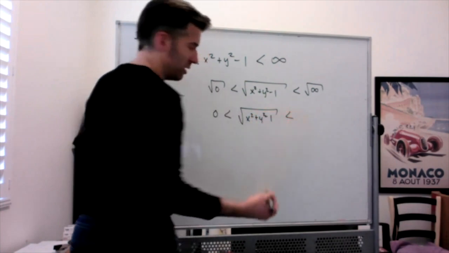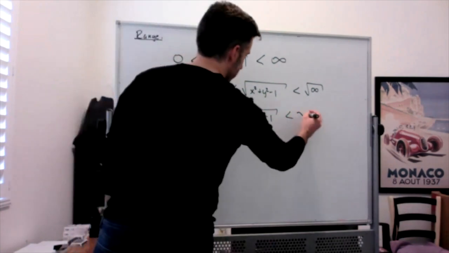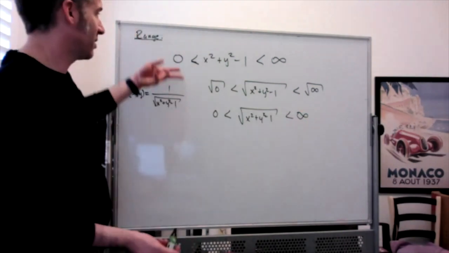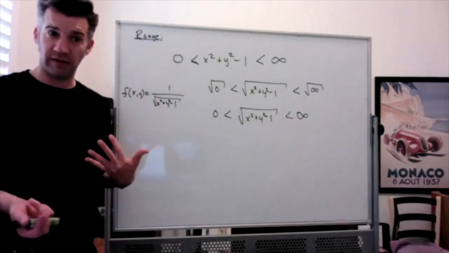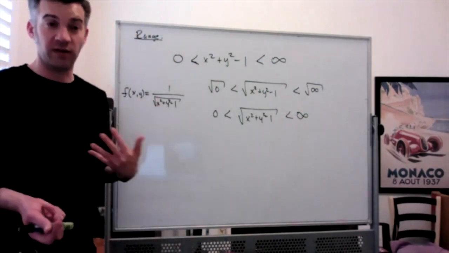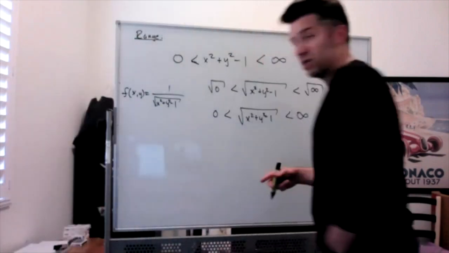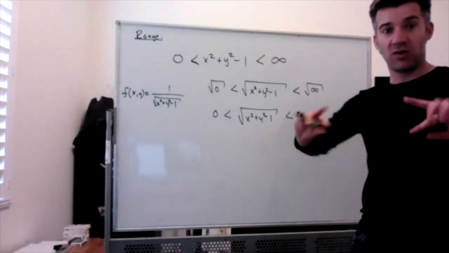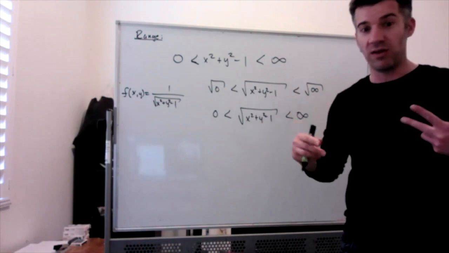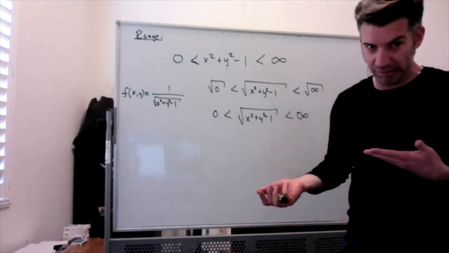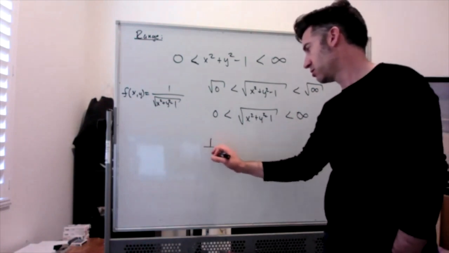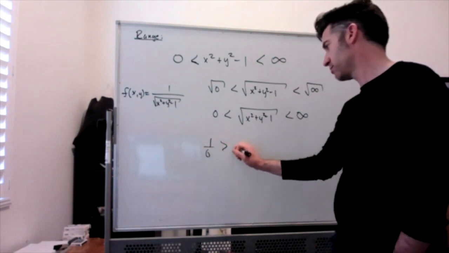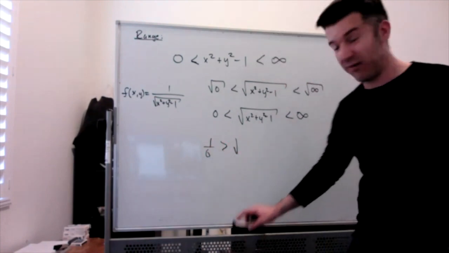And the square root of infinity is just infinity. And then we're going to take the reciprocal of everything. Now, when you take the reciprocal of everything, it changes the direction of the inequality. Right? If you're a number that's bigger than 0, then your reciprocal is going to be smaller than the reciprocal of 0, which is infinity.